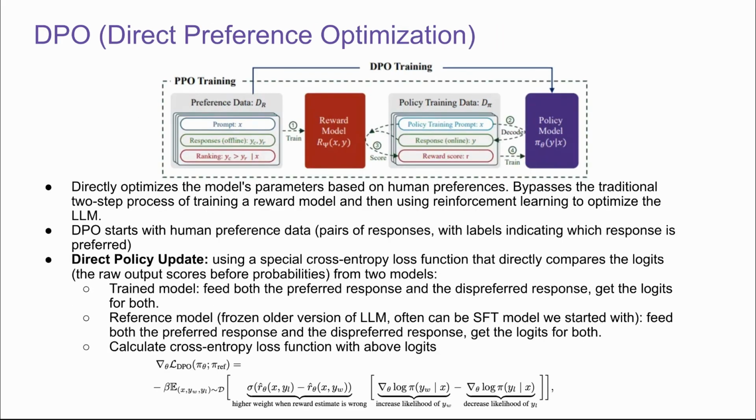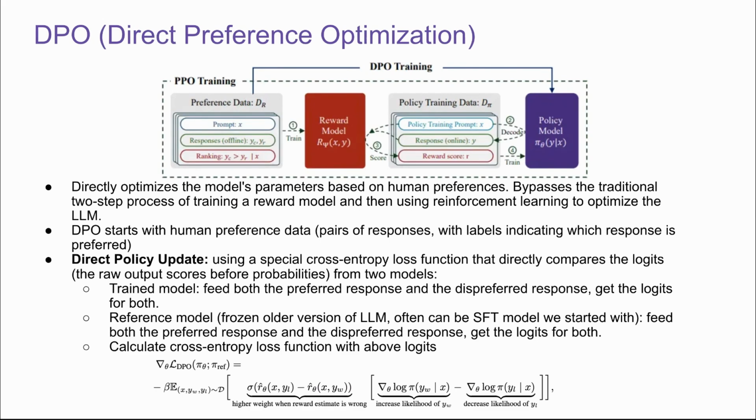Let's now talk about direct preference optimization, DPO. DPO is also motivated by the complexity of PPO. So remember, the complexity of PPO actually lies in several points. First, you need to train a reward model. Then you need to use the reward model to train your policy.